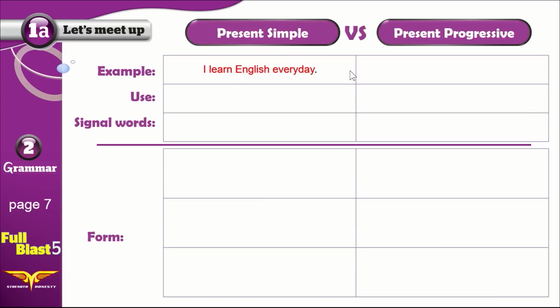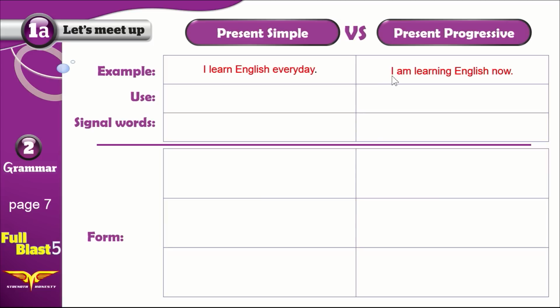Now we want to make another example using the same verb, the same subject pronoun, the same object, but instead of using present simple, we will use present progressive. I am learning English now. If you notice, we have made some changes. We have made 3 changes.